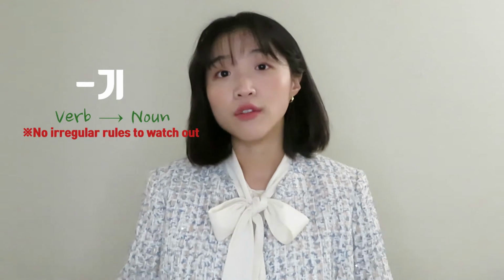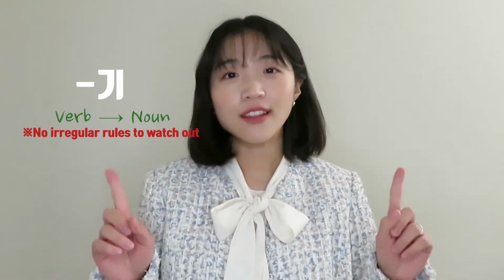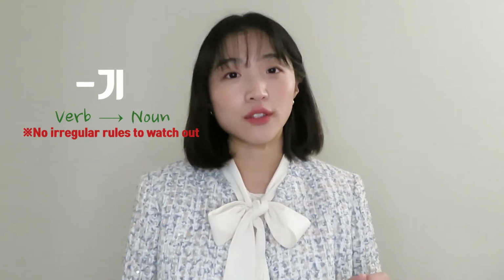When you're making a list of things to do, you use the nominalizer 기. What that does is it forms a noun out of a verb. So let's get right into the examples so I could tell you how that actually works.